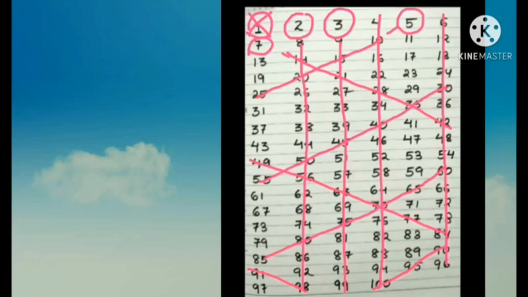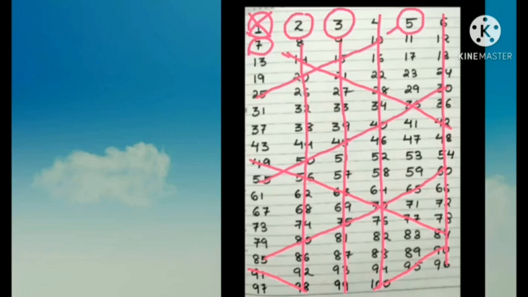Now let's encircle all those numbers which are left. Here you can see that 2, 3, 5 and 7 are the one-digit prime numbers. Now let's move to the two-digit prime numbers.